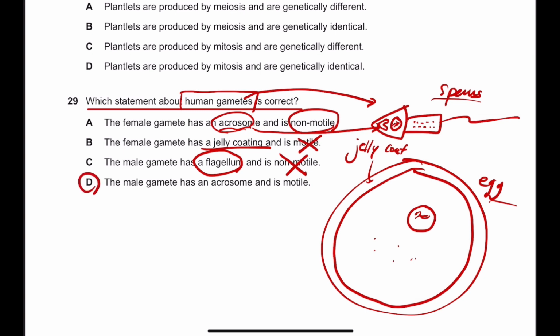So the answer should be D. The male gamete has an acrosome and is motile. Yes, it does have an acrosome and is motile because it has a tail called a flagellum. So the answer is D.